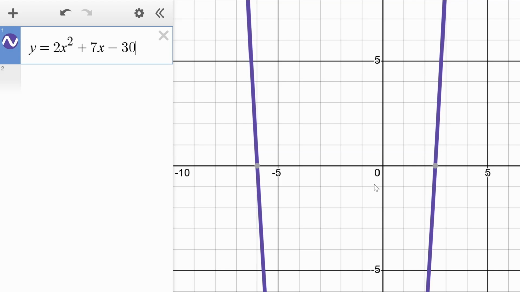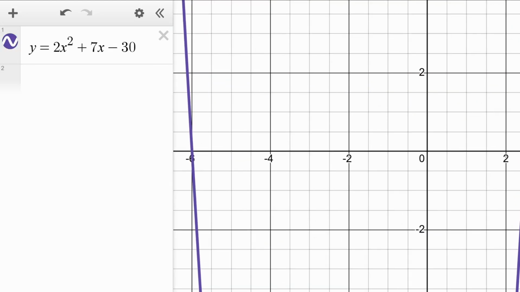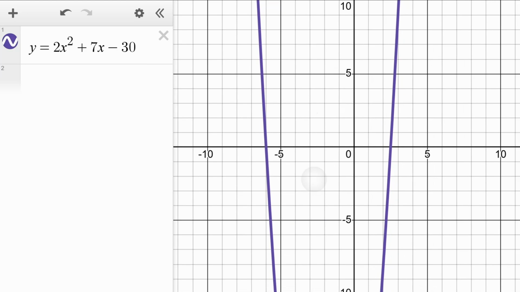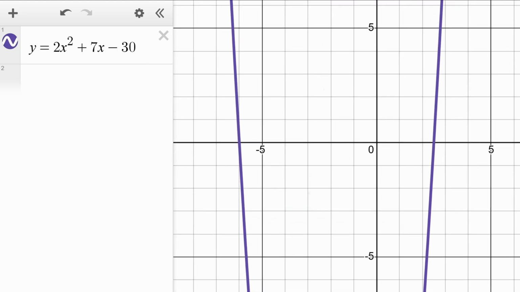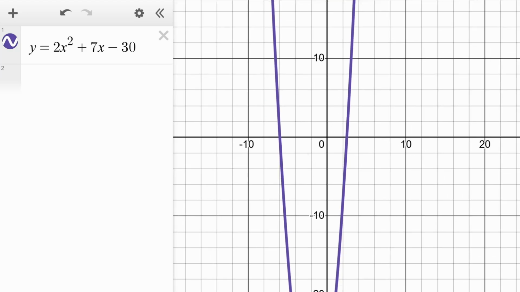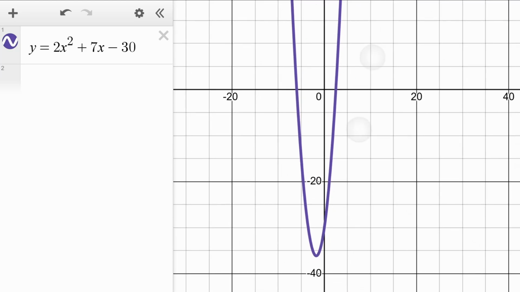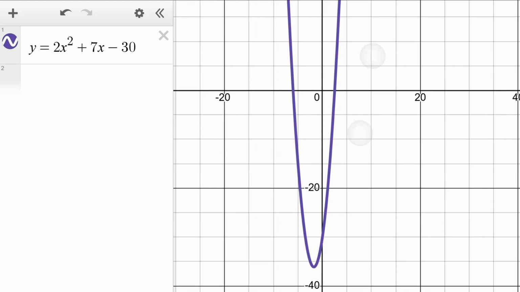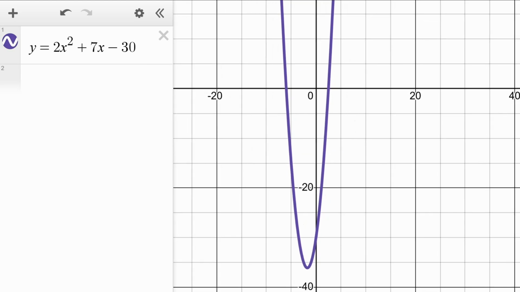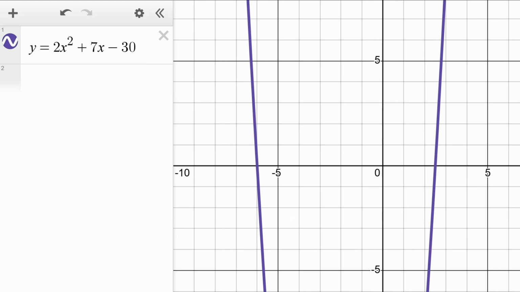Now, just like any other app, if you're using a touch screen computer or a phone, you can just put your fingers on the screen and then move them farther apart or closer together to zoom in or zoom out. The problem with that though is, if you zoom out enough to see where the vertex and the intercepts are, the graph is so skinny that most of the screen is blank. So what would be better is to change just one dimension at a time.